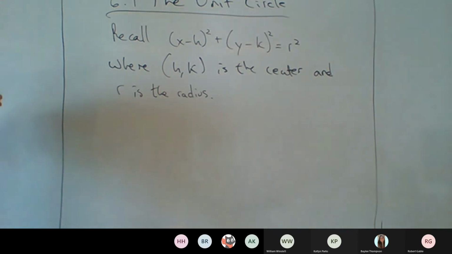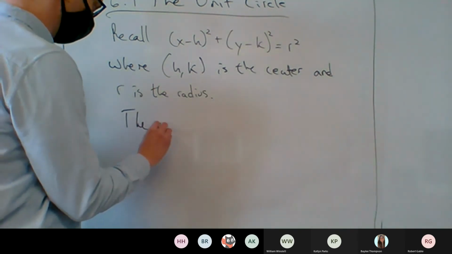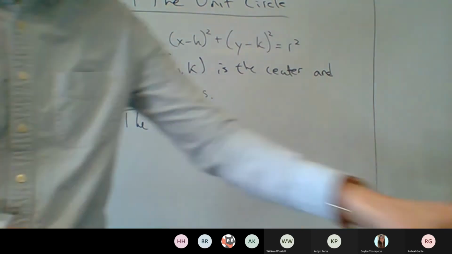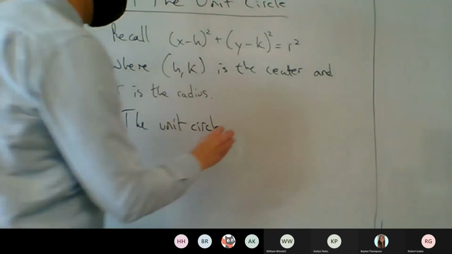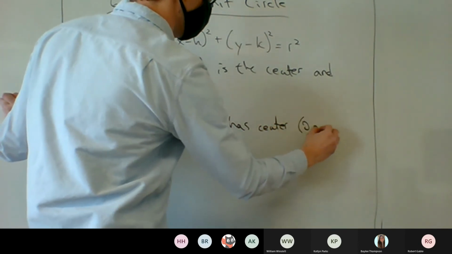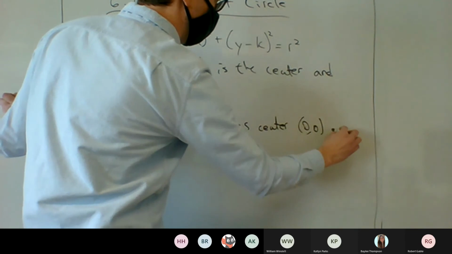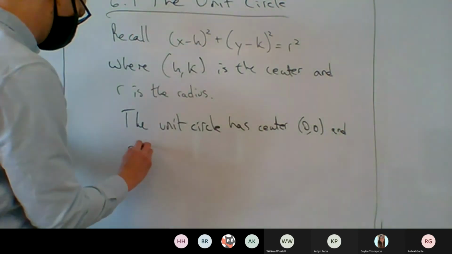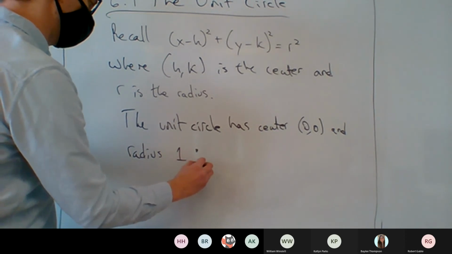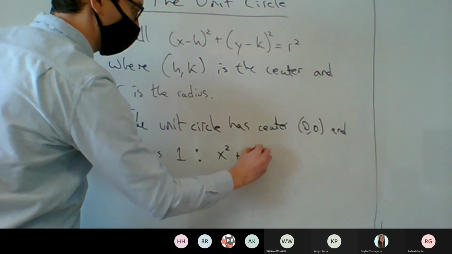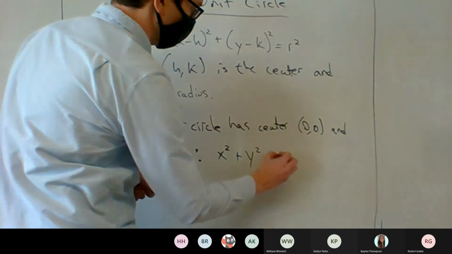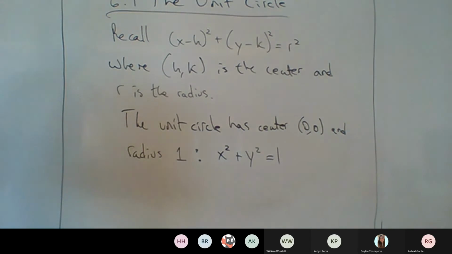Okay, the unit circle is a special circle, a very specific circle. The unit circle has center (0, 0) and radius 1. So its equation is going to be x squared plus y squared, so no minus h or minus k because the center is 0, equals 1 squared, which is just 1. So there's the equation of the unit circle.